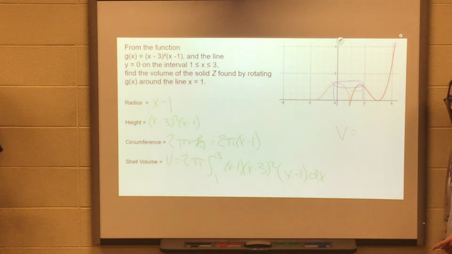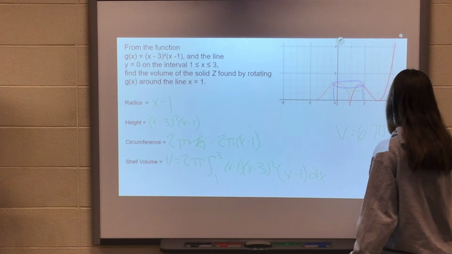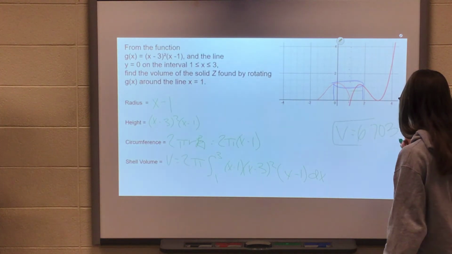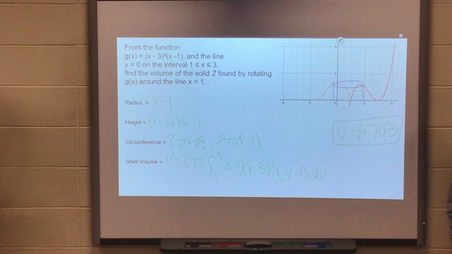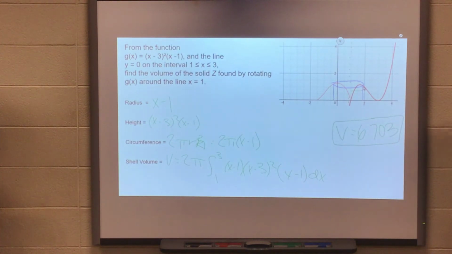6.702. Okay. And then that's 6.703. Okay. Now, for this cylinder right here, great idea to draw the cylinder.